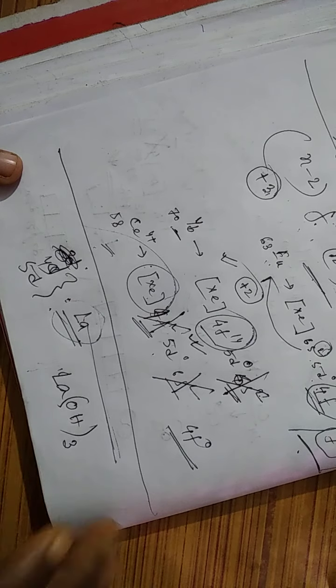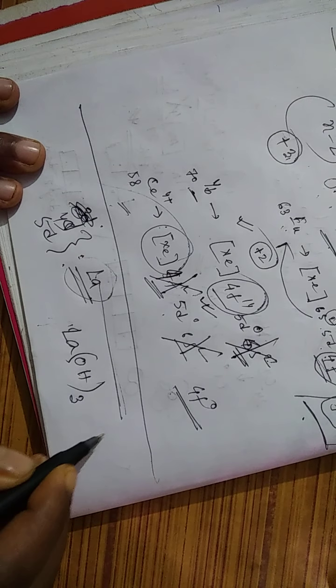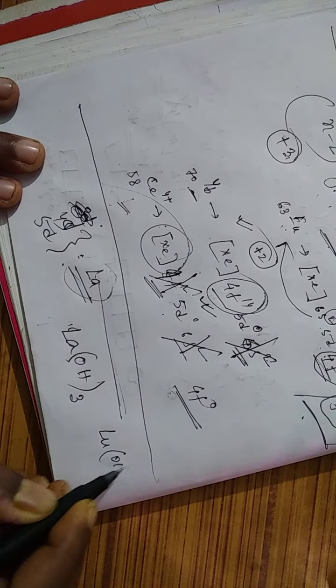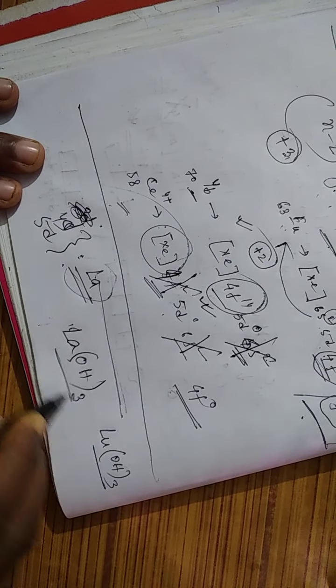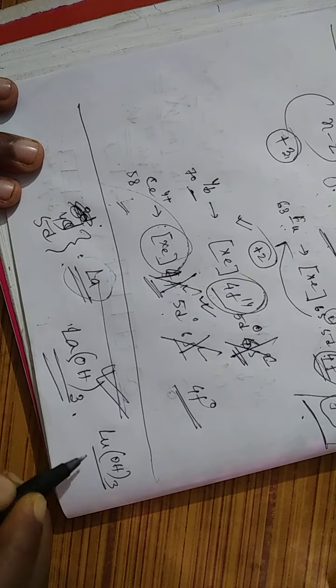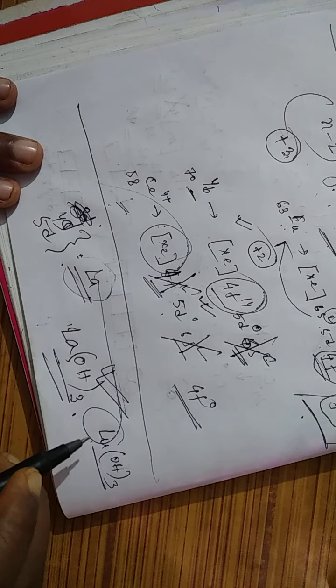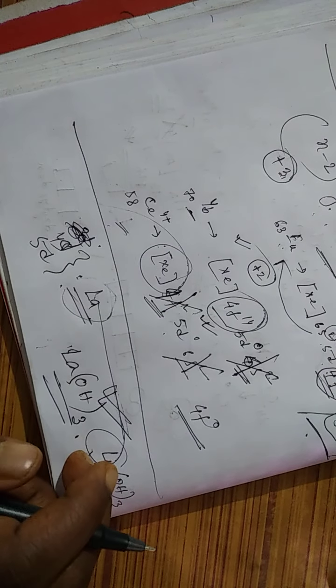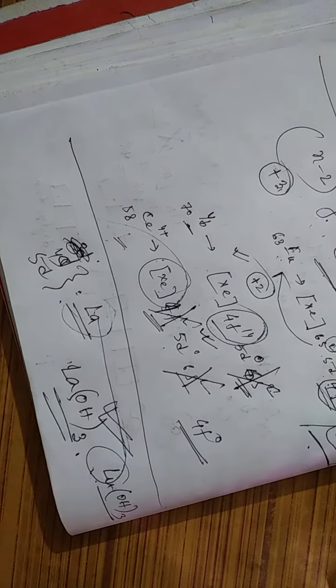I said the oxidation state is mainly +3. So between lanthanum hydroxide and lutetium hydroxide, which one is more basic? You will say lanthanum hydroxide. What is the reason? Because the size of lutetium is smaller than lanthanum, therefore lutetium hydroxide is more covalent in nature, therefore less basic.